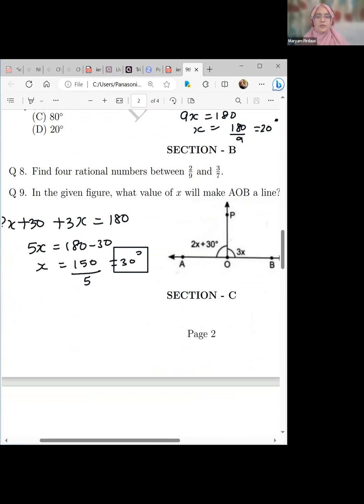Ma'am, why did I skip the eighth question? I was confused. What were you confused about? No, like that day in school, ma'am taught something else, a different method, and here I remembered a bit different, so I got confused. Ah, okay, you got confused.